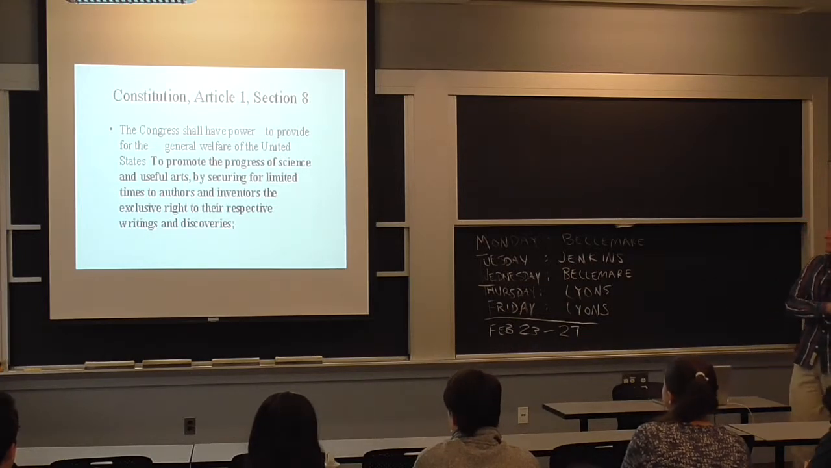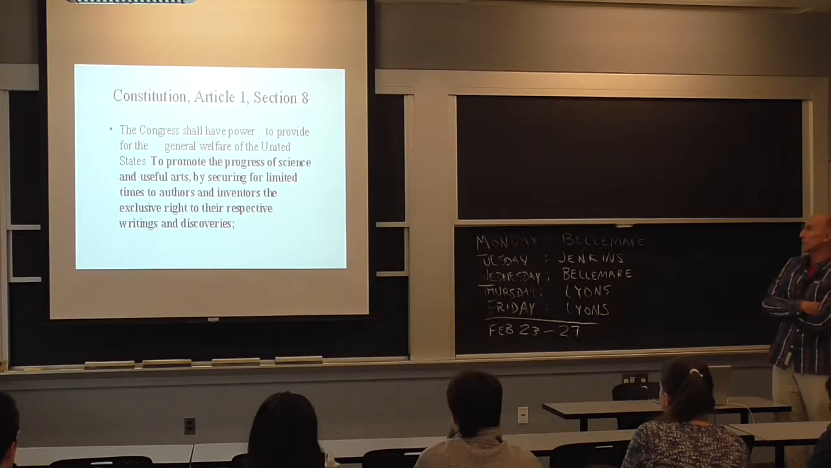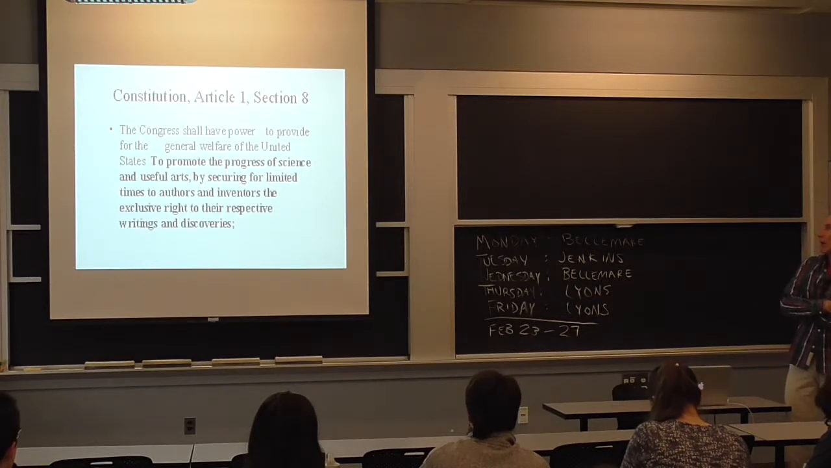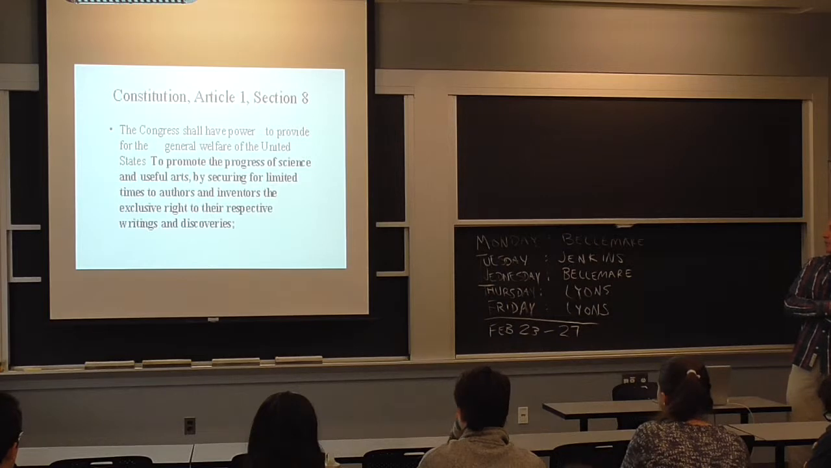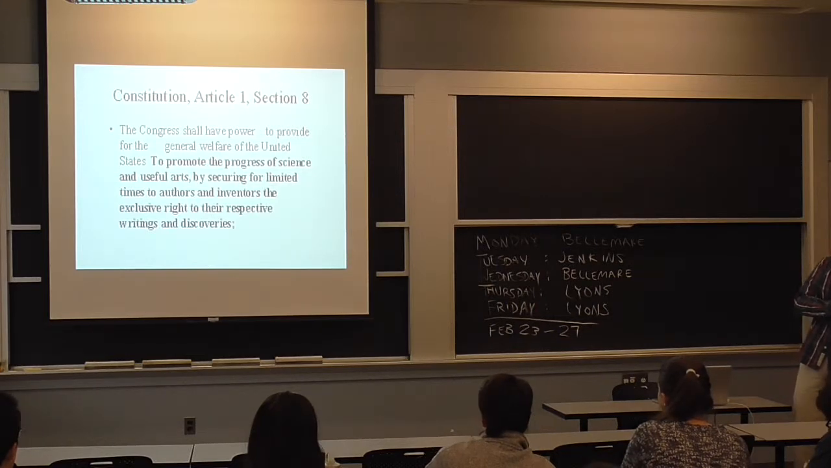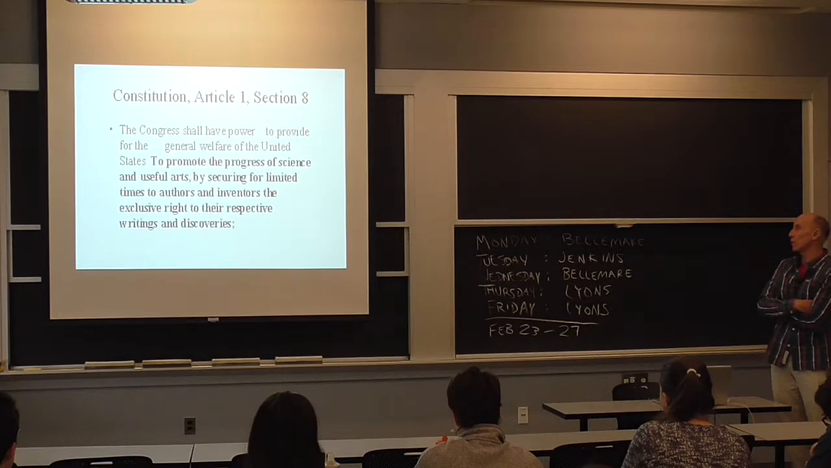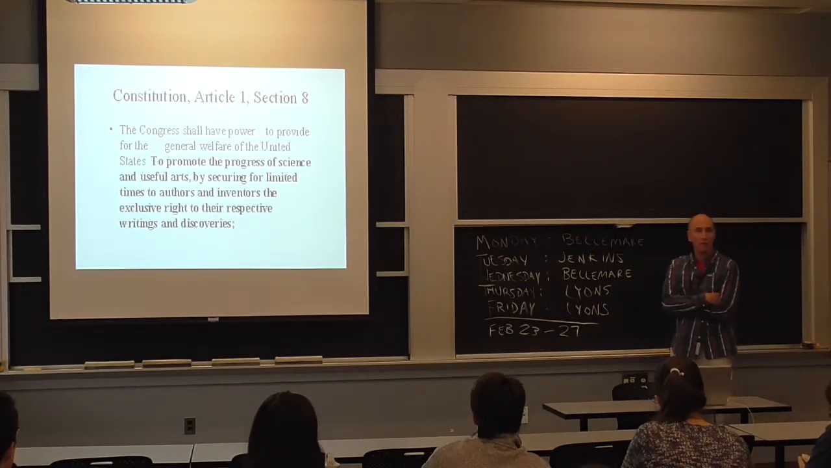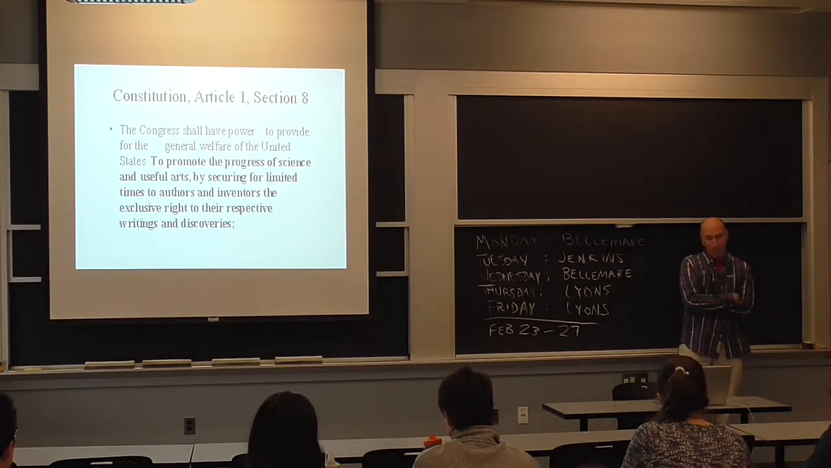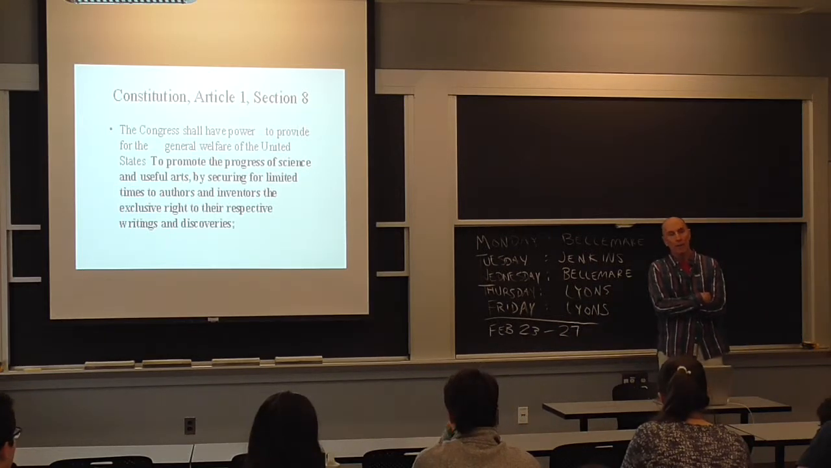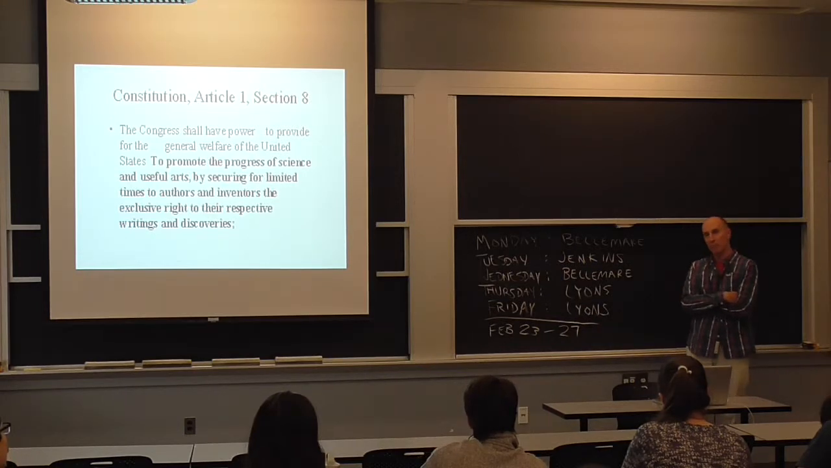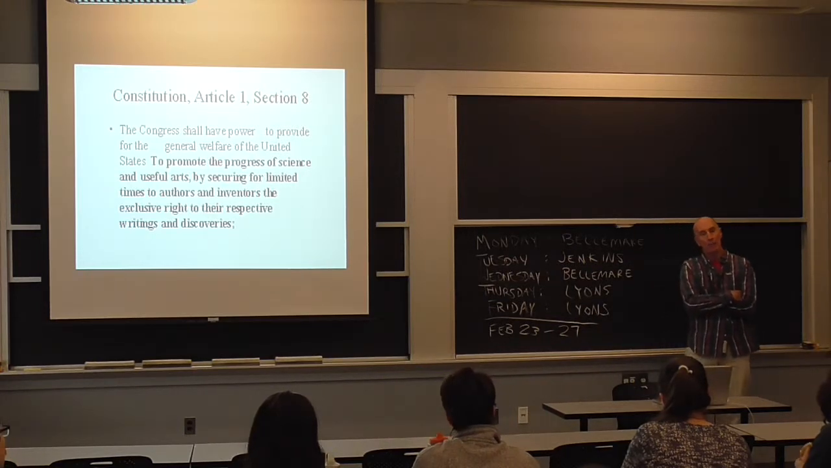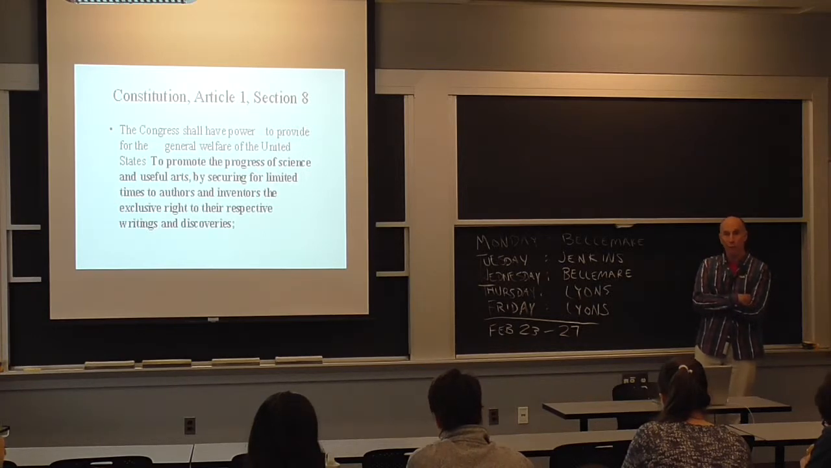Article 1, Section 8 of the United States Constitution states that Congress shall have power to provide for general welfare of the United States and to promote the progress of science and useful arts by securing for limited times to authors and inventors the exclusive right to their respective writings and discoveries. Right there in the Constitution, they thought so much of the importance of intellectual property rights that the founders, Benjamin Franklin, James Madison, Thomas Jefferson, and the other writers of the Constitution put it right into that document.